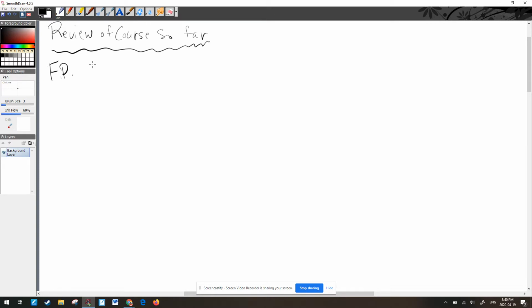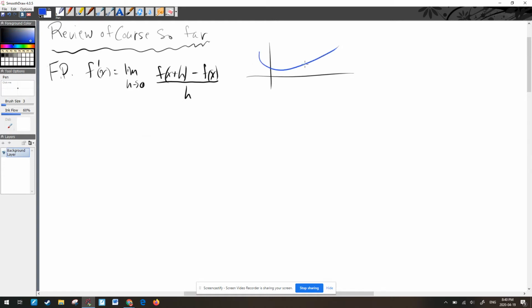So the first principles derivative is: f prime at x, the derivative of f at x, is equal to the limit as h tends to 0 of f at x plus h minus f at x, all over h, okay? And again, I'm going to conceptually show what that means, because it's really important that we understand this, even though I'm not going to ask you a question explicitly on it. Fundamentally, it is one of the most important things about calculus.